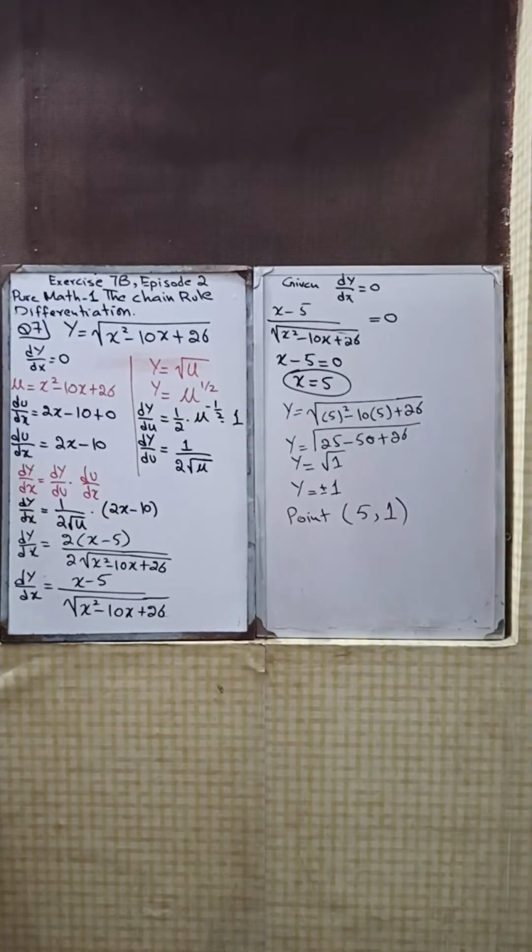So let me read the question. Okay, so what values did they take? They have only taken the positive value. When we take the square root, the answer can be negative as well. But in your book, they have only taken the positive one. They have not taken the negative y value. And so the point where that curve has zero gradient is 5 comma 1. So this is how you will do question number 7 of exercise 7b.